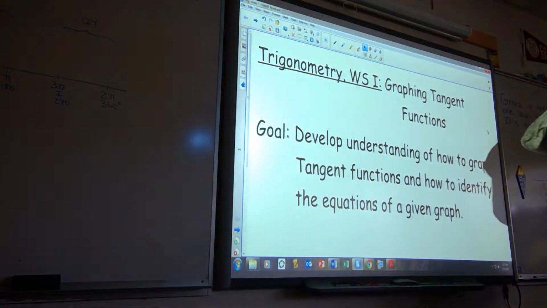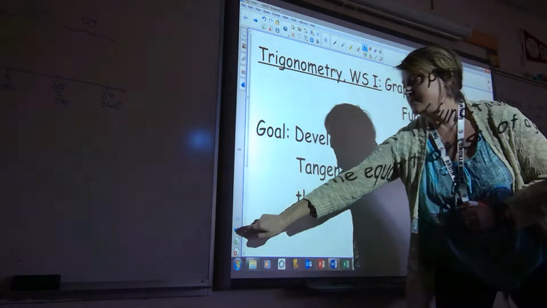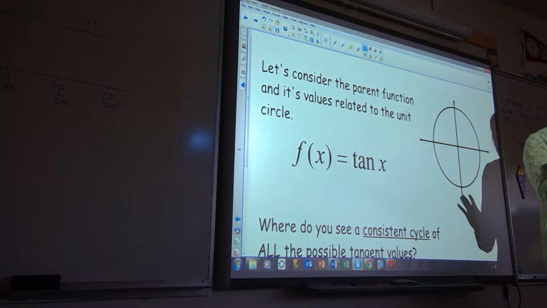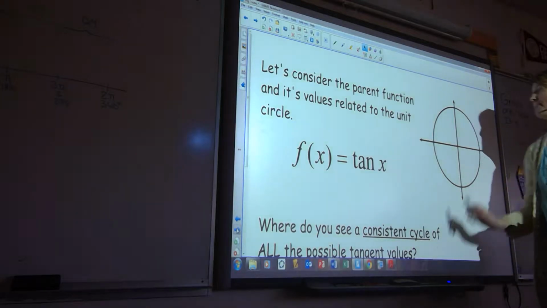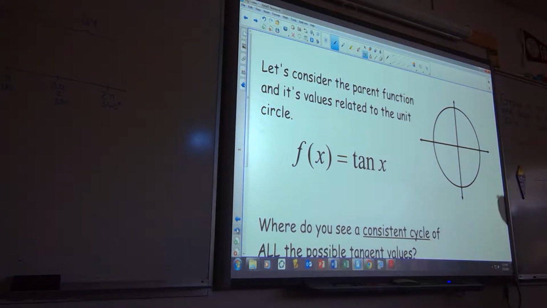Here we go. Okay, so the tangent curve, let's start. I've already sort of given you the heads up that it's totally different, right? It's its own beast. So let's see if we can't figure out why it is so different. Let's think about our unit circle. Let's think about our tangent values.